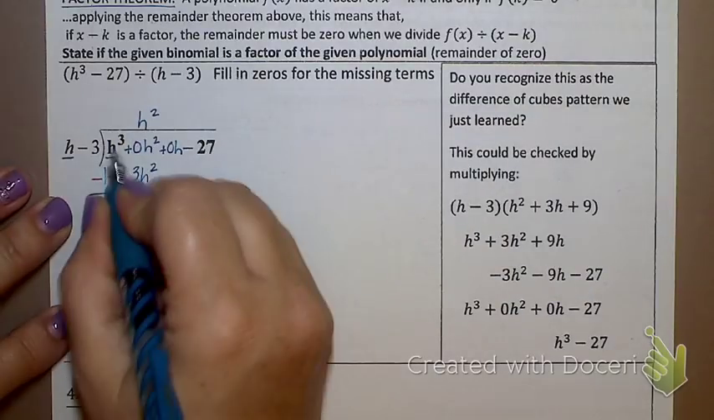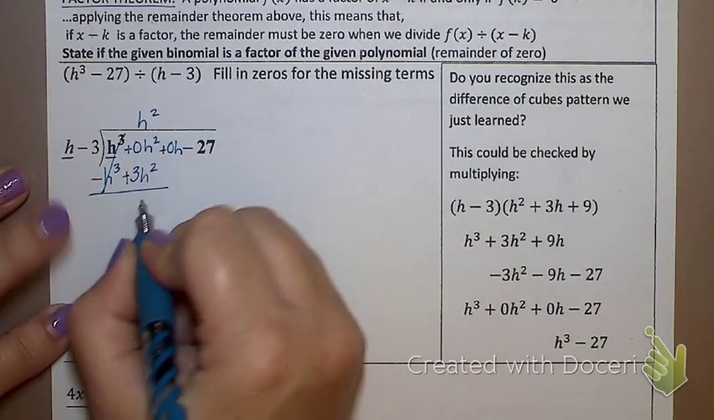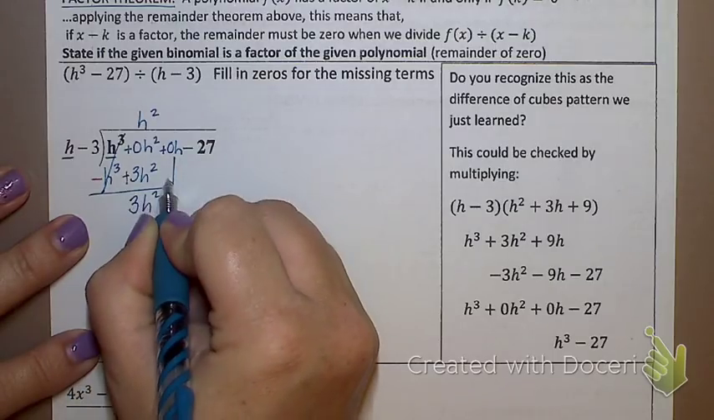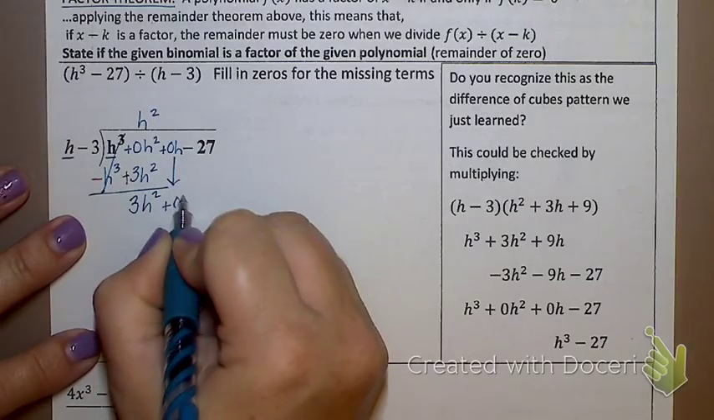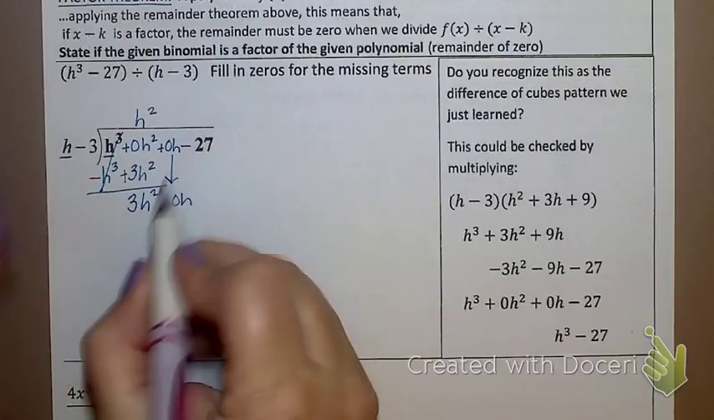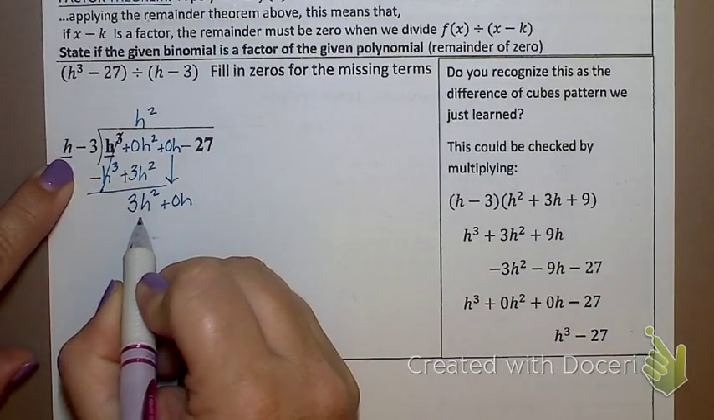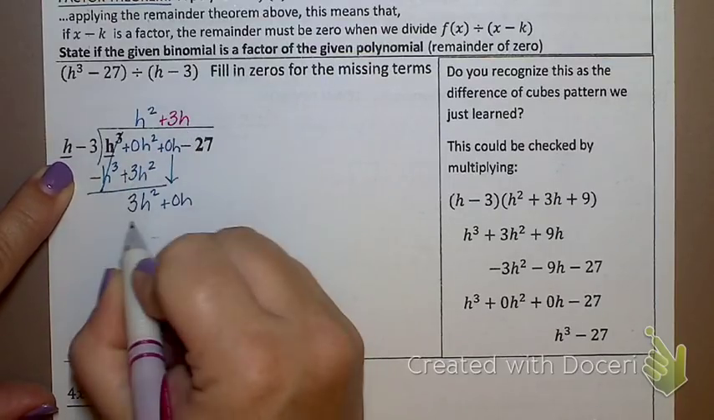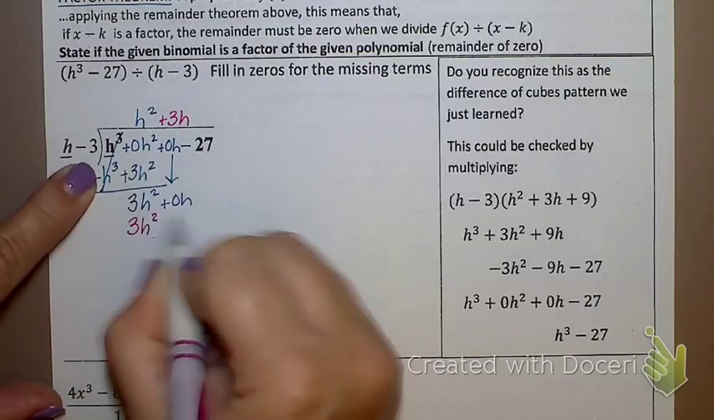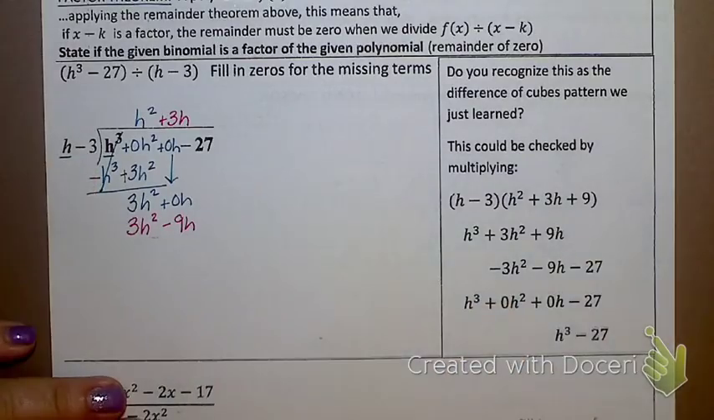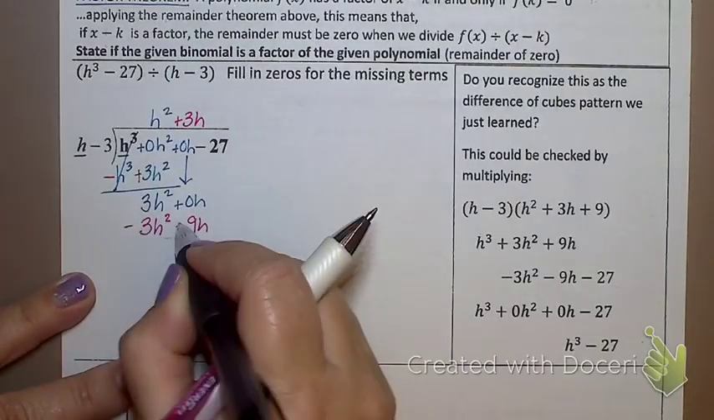And let's see. 0h squared plus 3h squared would be 3h squared. Bring down my next term, which is plus 0h. Now I repeat the process. H times what is 3h squared? 3h. So I get 3h squared, and I get minus 9h. Yeah? Change my signs.